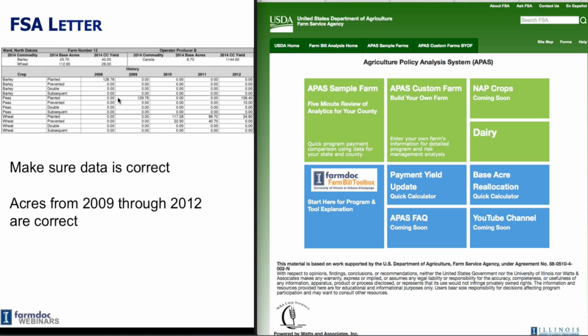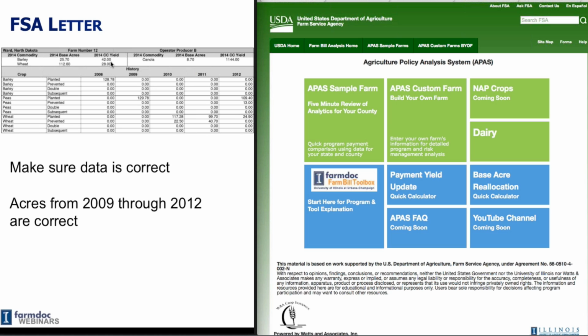One option is to keep those the way that they are. The other option is to update. On the base acres, again, one option is to just leave the base acres the way they are. The other option is to reallocate. The planted acreage numbers in the lower portion of the table, then, those are the numbers that are important for that base acre reallocation decision.